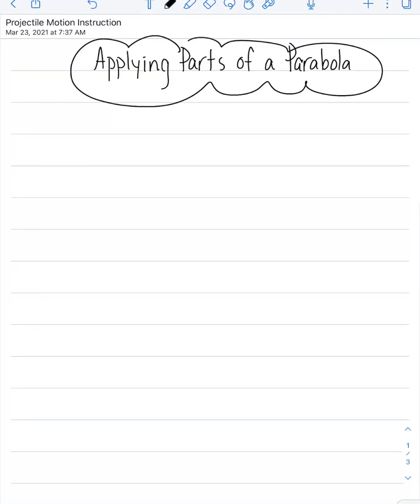Hello everyone. So in our last lesson we talked about what are the parts of a parabola. So let's take just a moment and review those. So we're going to do a quick sketch. And let's label it like this. And let's talk about these as we graph them.